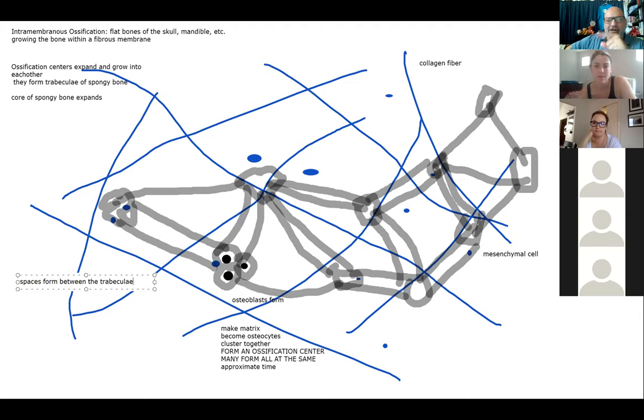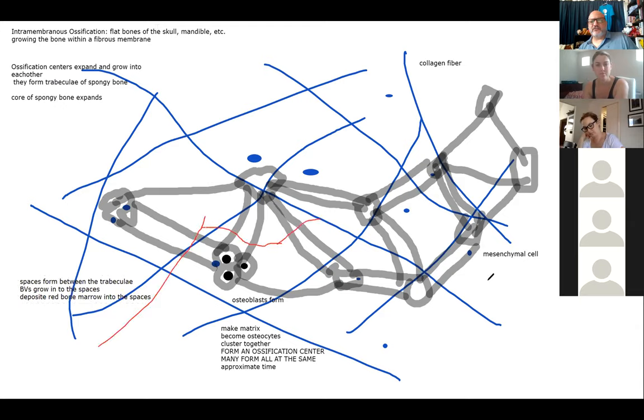And how are we going to get that red bone marrow in there? Blood vessels. Bingo, exactly. So as these spaces form between the trabeculae, blood vessels grow into the spaces. As they grow into the spaces, they deposit our red bone marrow into the spaces. And so our blood vessel grows into this area, and as it grows into this area, we start to fill these spaces with our red bone marrow.